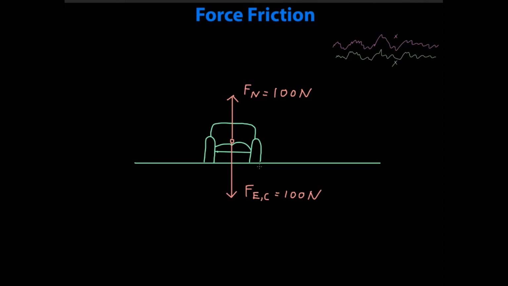So if this couch is not moving, these two surfaces lock in with each other, and we have what is called static friction. Static means it's not moving. Now let's say the coefficient of static friction is 0.8, and you want to move this couch. Well, I'm going to put my force friction equation over here.